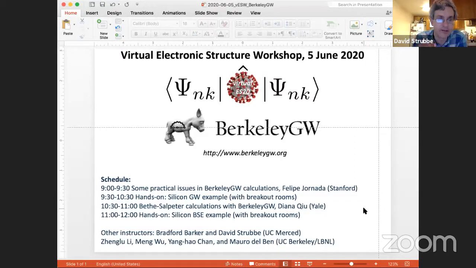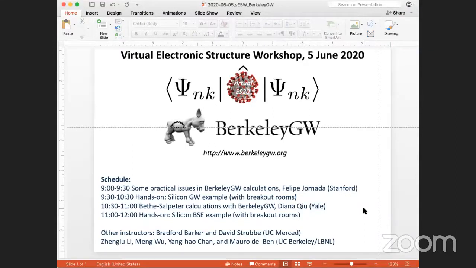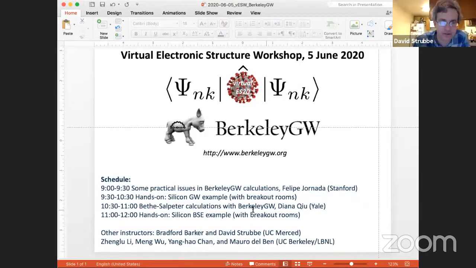Then at 10:30, we'll come back to our main session, and Diana Cho, who's a new faculty member at Yale, will be telling us about doing Bethe-Salpeter calculations with BerkeleyGW, and then we'll have another hour of hands-on activities where we'll do Bethe-Salpeter on silicon again in the breakout room. So we have a team of instructors to work with you here. Apart from Felipe and Diana, there is myself and Brad Barker from UC Merced.